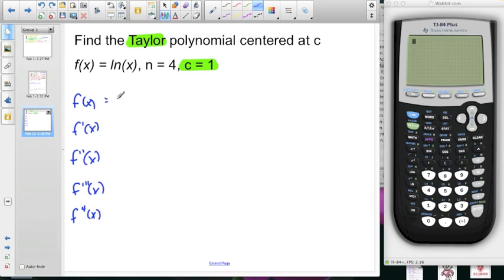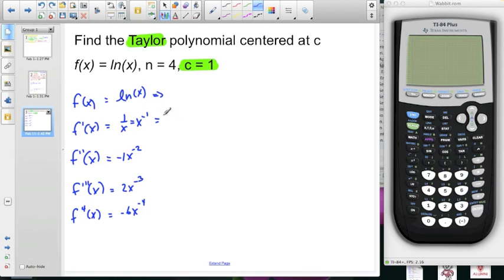Okay, so the value of the function is the natural log of x. When we take the derivative of that, we get 1 over x. I'm going to call it x to the minus 1 power, because that's easier for me to take the derivative of. So that's going to be minus x to the minus 2. This is going to be 2x to the minus 3, right? And we bring down the negative 2. Negative 2 times negative 1 is positive 2. And this would be negative 6x to the negative 4.